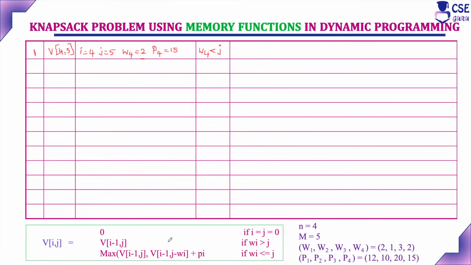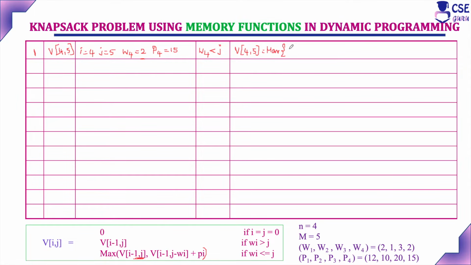So if wi is less than or equal to j, we have to apply this formula, that is maximum of V of i minus 1 comma j, comma V of i minus 1 comma j minus wi plus pi. Okay. So this is the formula we are going to apply here. So V of 4, 5 equals maximum of V of i minus 1.